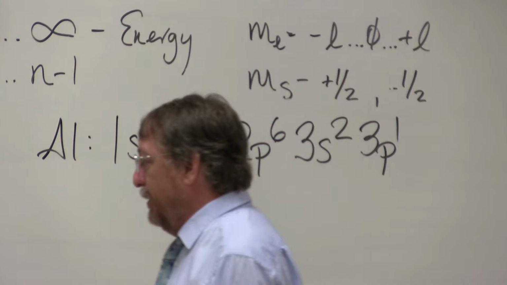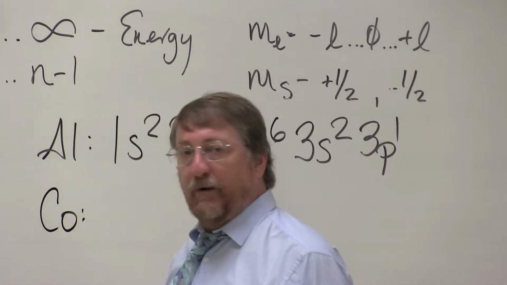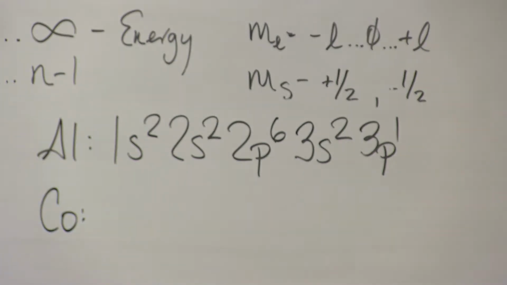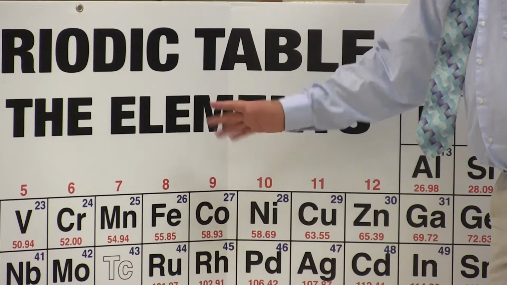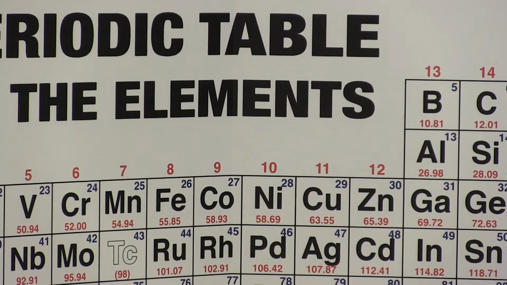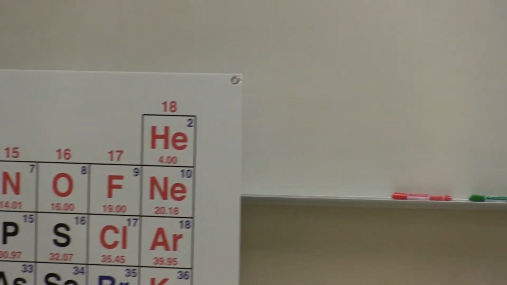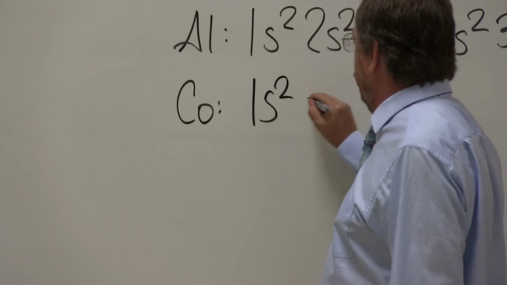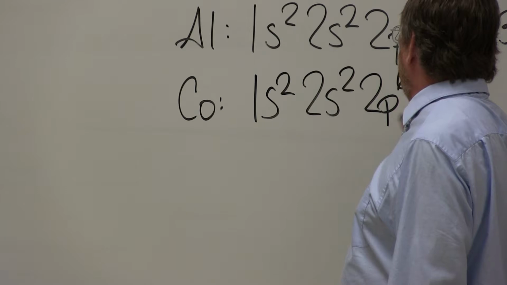Let's do another one. Let's do cobalt. Cobalt is number 27 on the periodic table. So a neutral atom of cobalt has 27 electrons. We know that. And we'll talk about positive states and negative states later. So we have 27 possible electrons. Cobalt's obviously going to start in the 1s. So we're going to go 1s2, then the 2s, 2s2, then the 2p, 2p6.